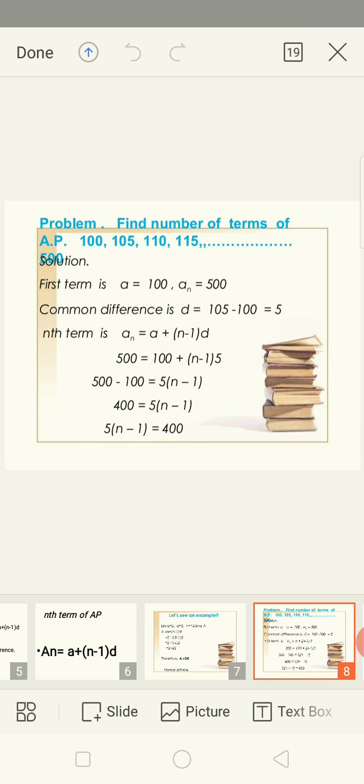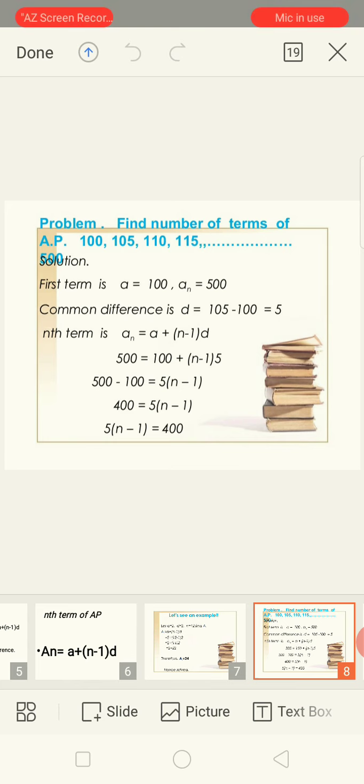Next question. Find the number of terms of the AP 100, 105, 110, up to the last one 500. First term A is equal to 100. Last term An is equal to 500. How to find the difference? It is the difference between the second term and the first term. So 105 is the second term and 100 is the first term. The difference between 105 and 100 is equal to 5.